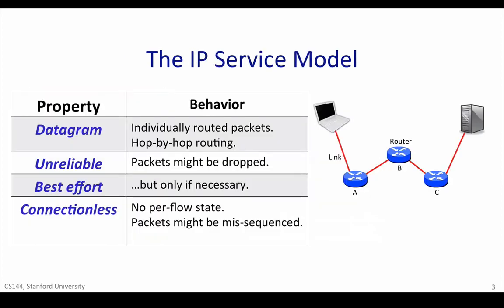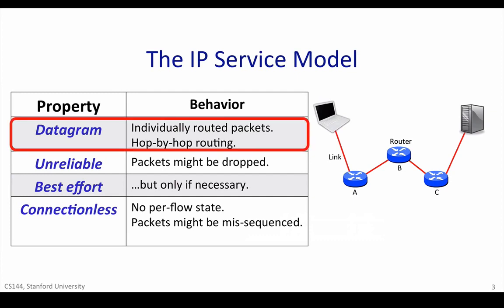The IP service can be characterized by four properties listed here. It sends datagrams from end host to end host. It is unreliable, but makes the best effort to deliver the datagrams. The network maintains no per-flow state associated with the datagrams. Let's take a look at each one of these in turn as listed in the table.